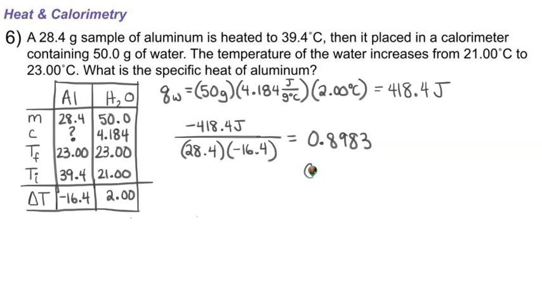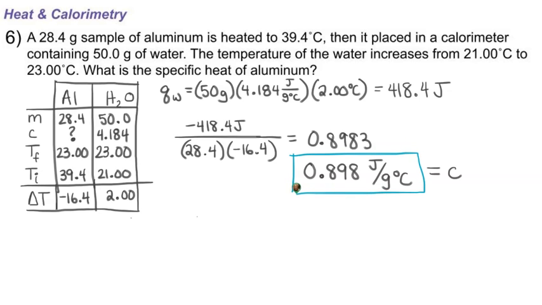So my final answer is 0.898, and the units on specific heat are joules per gram degree Celsius. So that is my value for specific heat of my sample of aluminum. And then we can box in our final answer, correct our sig figs, make sure it is correct, and then we are done.